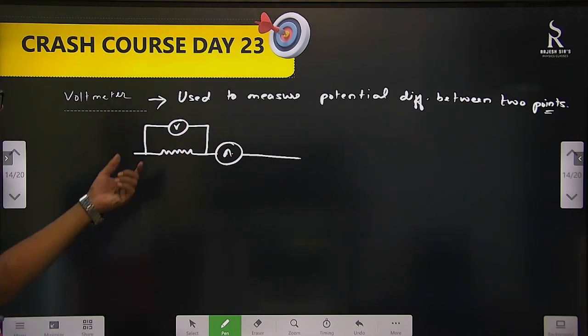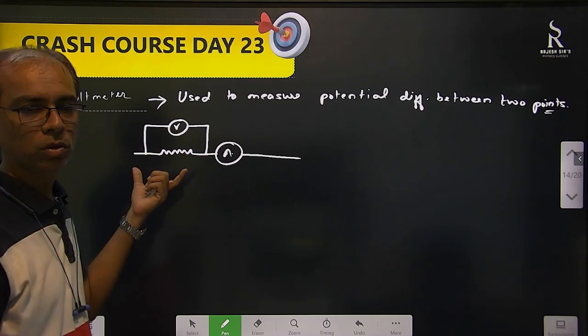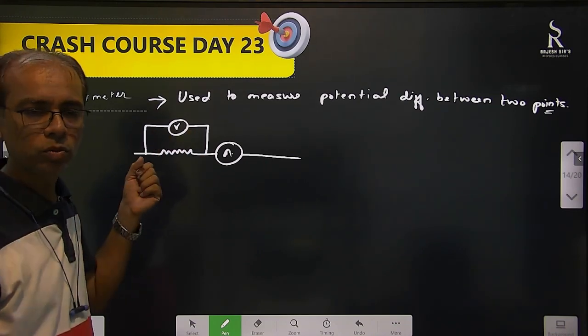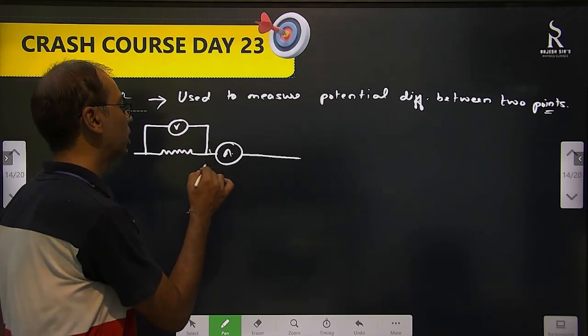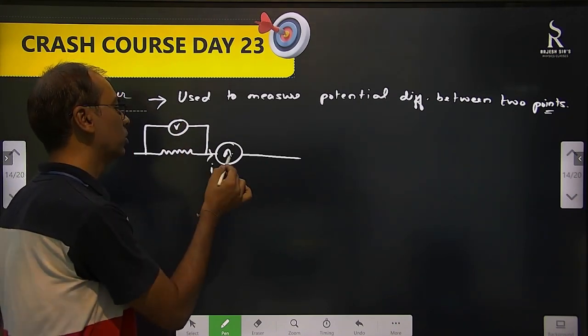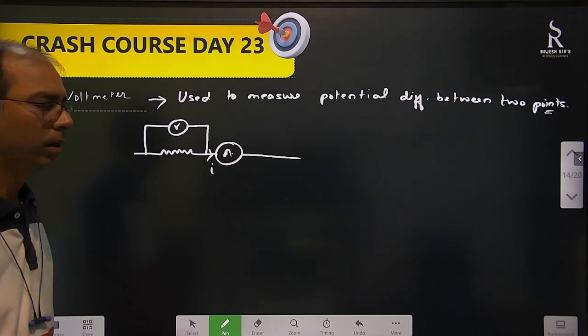The voltmeter is always parallel because you have to find the potential difference between 2 points, so you connect the voltmeter between those 2 points. With the ammeter, you want to measure whatever current is going in this resistor, so it has to be in series. Clear?